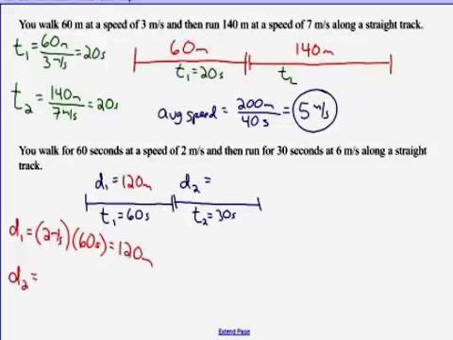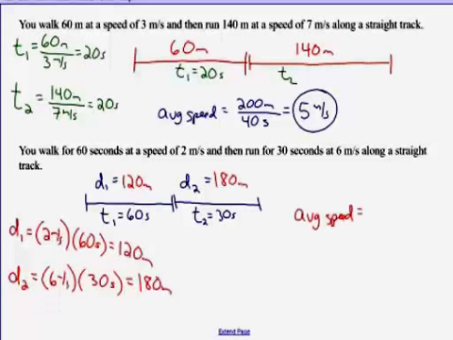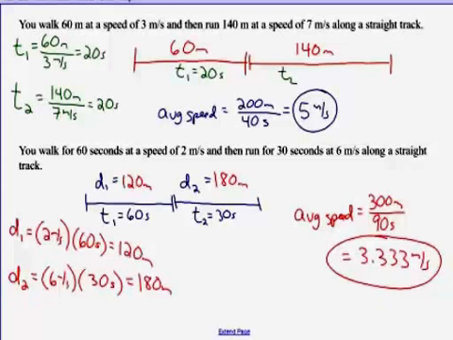My distance traveled in part 2 is my speed for part 2, 6 meters per second, times the 30 seconds I was traveling, which is 180 meters. So my average speed will be the total distance, 180 plus 120, which is 300 meters, divided by the time of 90 seconds. And that gives me an average speed of 3.333 meters per second. Again, this could be done with any number of parts.